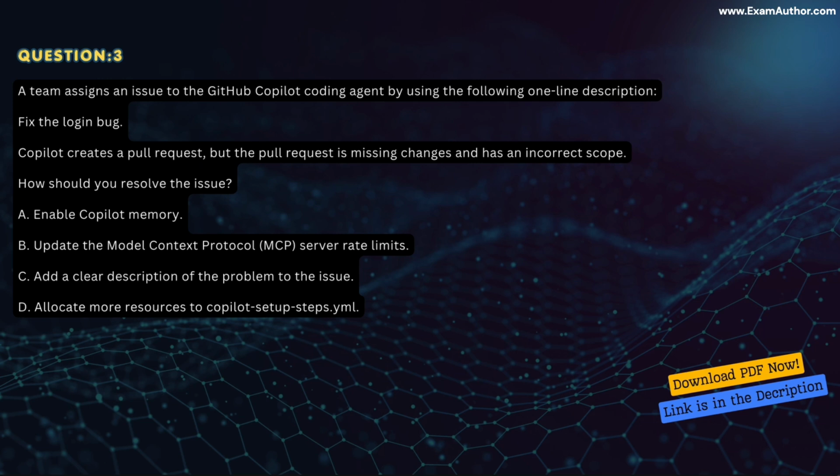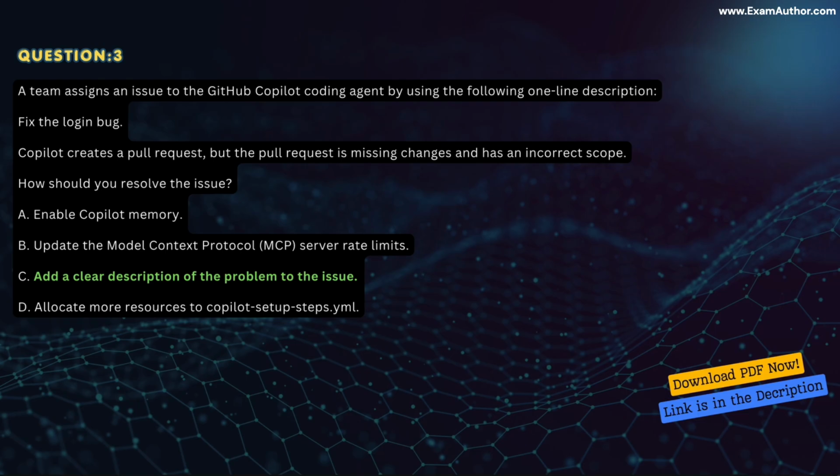Question 3. A team assigns an issue to the GitHub Copilot coding agent by using the following one-line description. Fix the login bug. Copilot creates a pull request, but the pull request is missing changes and has an incorrect scope. How should you resolve the issue? A. Enable Copilot memory. B. Update the Model Context Protocol (MCP) server rate limits. C. Add a clear description of the problem to the issue. D. Allocate more resources to Copilot setup steps.yml.